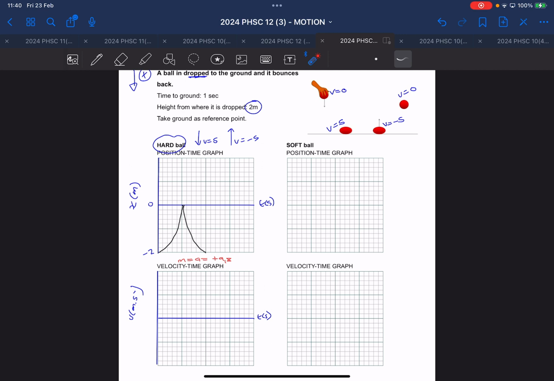All right. Let's see. When time was 0, the velocity was 0. Then time to the ground was 1 second. So at 1 second, the velocity was 5. I'm just filling it in as I go on. Then also at time 1 second, because we know when it's a hard ball, it goes in a... So if this is time 1 second, then this is time 1 second. So at time 1 second, it's also negative 5.